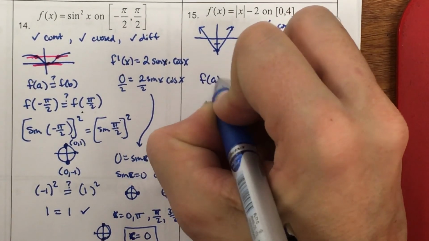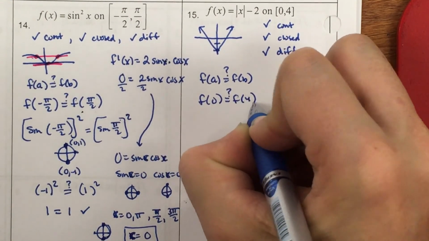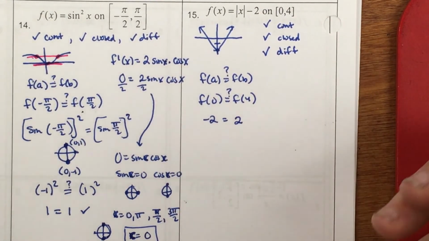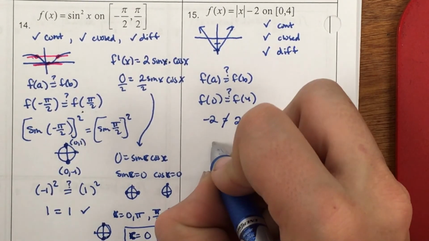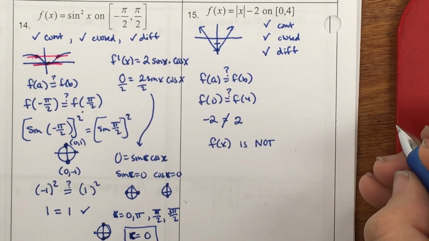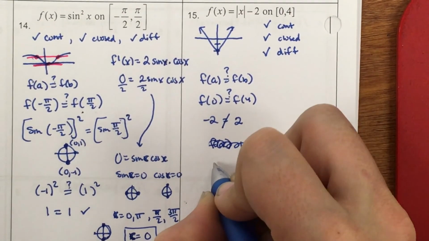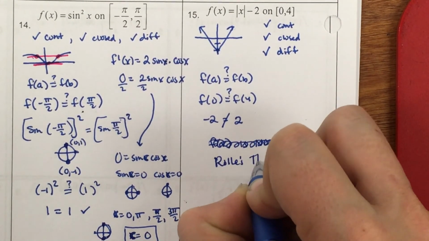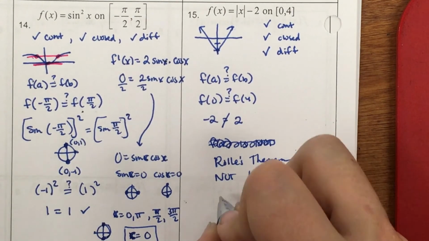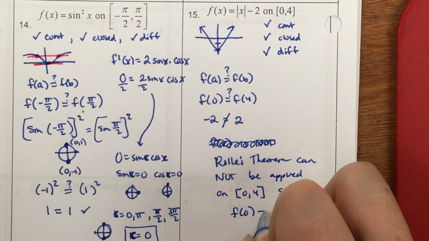And so now we need to see, does f of a equal f of b? So does f of 0 equal f of 4? Plug in 0, we get negative 2. Plug in 4, we get positive 2. Not true. Let's say Rolle's theorem cannot be applied on 0 to 4 since f of 0 does not equal f of 4.